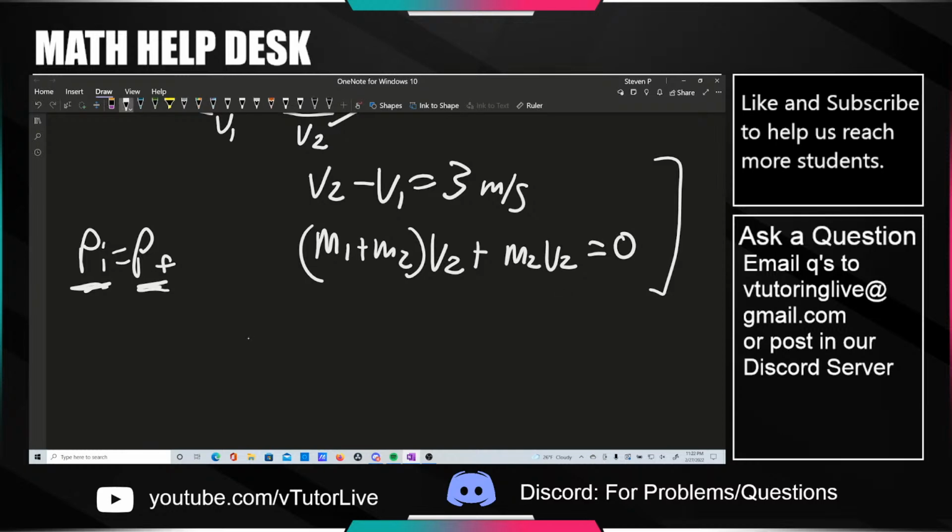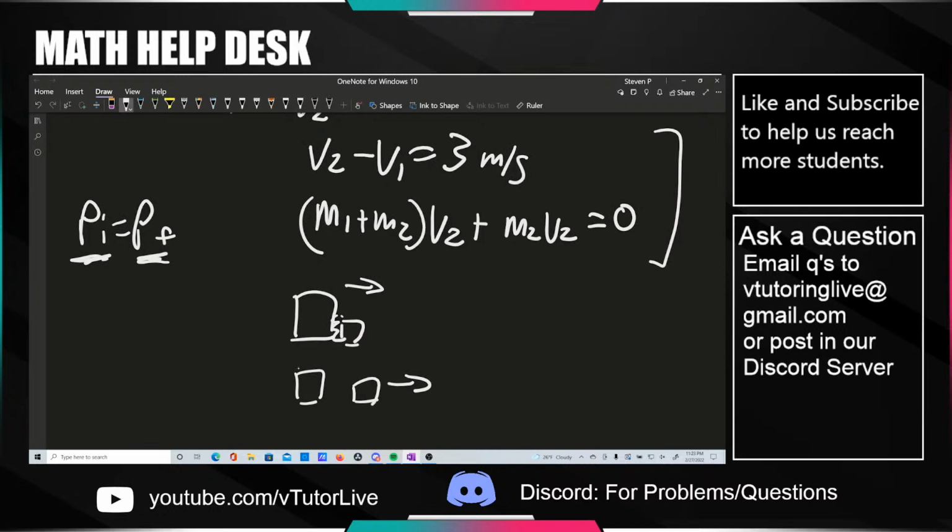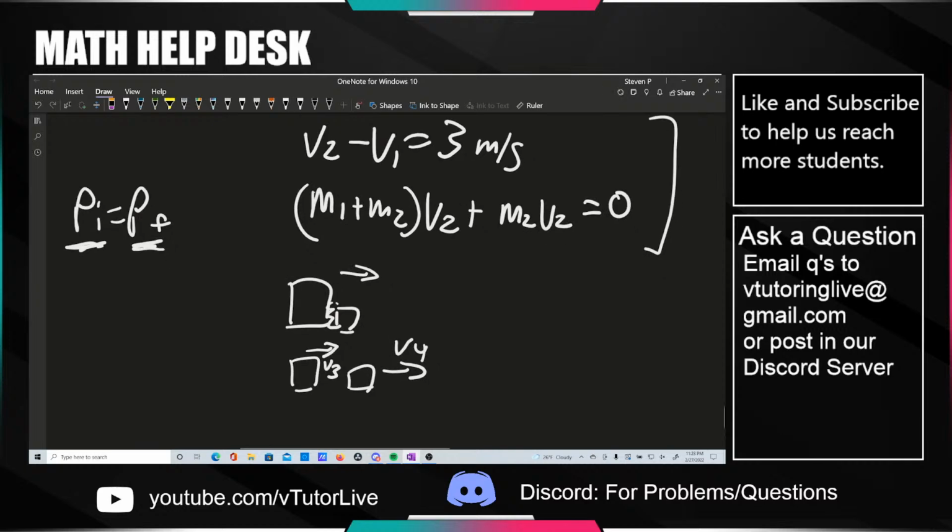And then after a second or so, you have these two things moving to the right, but then another explosion happens, and now the little block shoots off with some even greater speed, and the big block, it's not very easy to tell right away whether it's going left or right. So let's say that it's going to the right. Let's call that V3, and let's call this one V4. If it turns out that it's wrong, then this V3 will just be negative, meaning it'll be in the opposite direction.